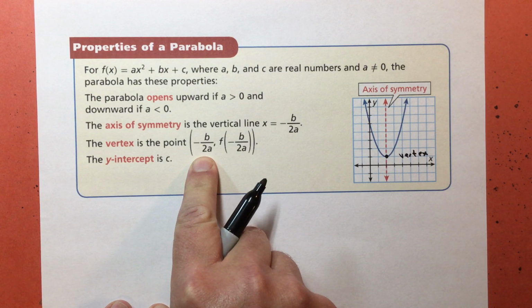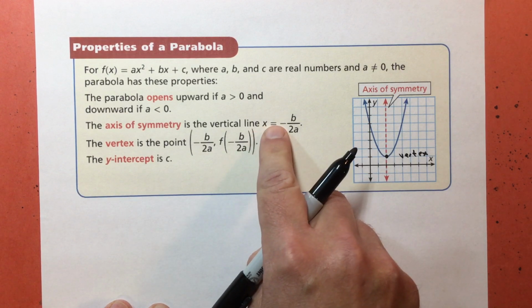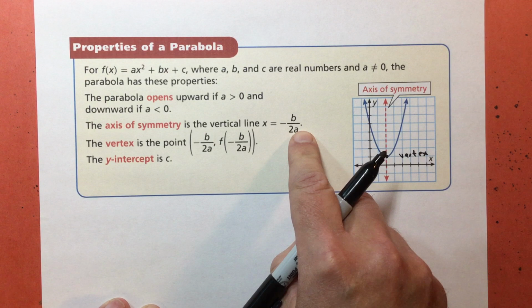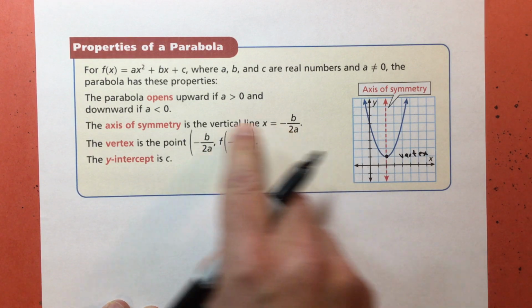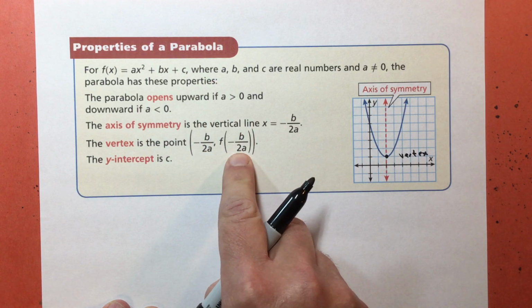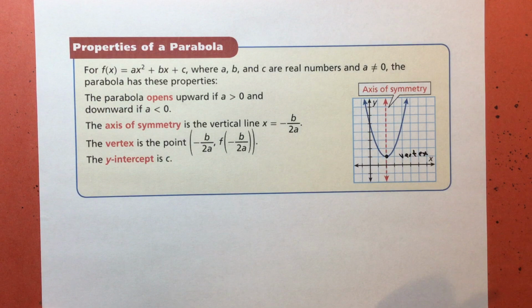How do you find the y value? Well, remember, this looks complicated, but it's not. It'll be x equals 3 or x equals -5. You're going to take that x value and you're going to put it into the equation. You're going to get a y value back, and that will be the y value of the vertex. So I'll show you how this works.